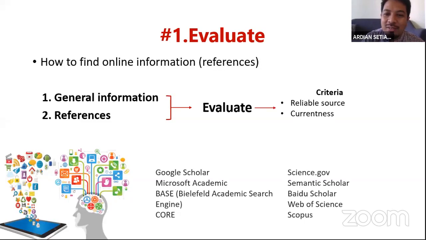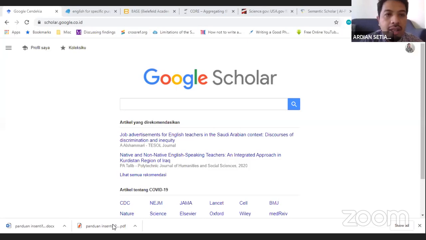So, reliable sources and currentness. Okay, let's try to open the first search engine, and I will stop sharing here, and I will show you how to use Google Scholar for finding. Okay, let me show you here, Google Scholar. Okay, so this is the landing page. We call this the landing page, the first page of Google Scholar.